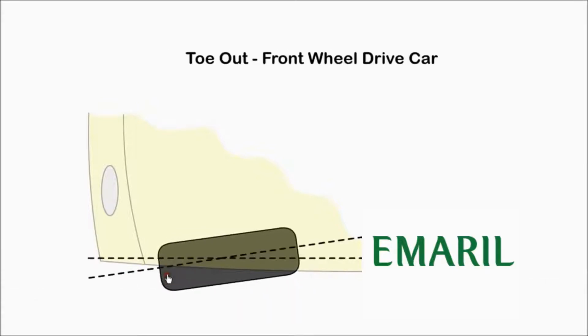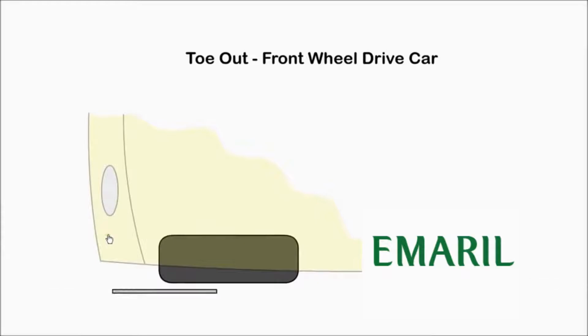With a front-wheel drive car, the wheels are set to toe out. When the engine drives the front wheels, it will tend to pull in and straighten the wheels. Correct wheel alignment ensures better fuel economy, tyres will last longer, and safer motoring.